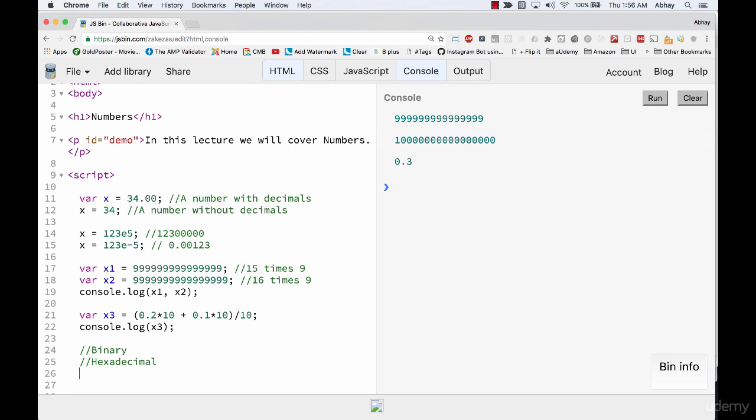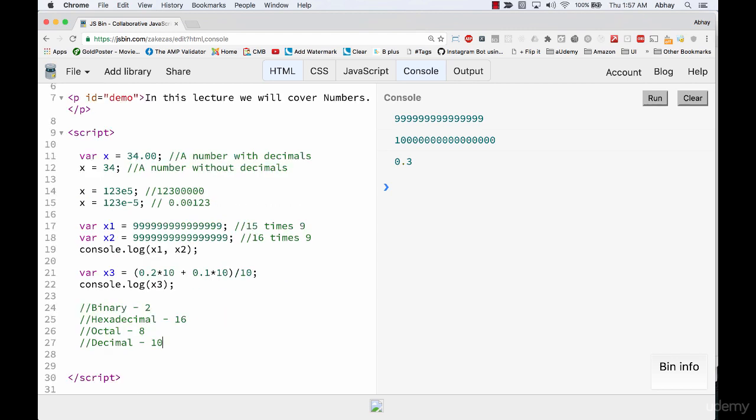Similarly, you have base 8. So this is base 2, this is base 16, then you have octal numbers, which is base 8. And of course, you have the decimal numbers, which is base 10, and that's what we use in our day-to-day life. So what if you want to represent these numbers in these particular formats?